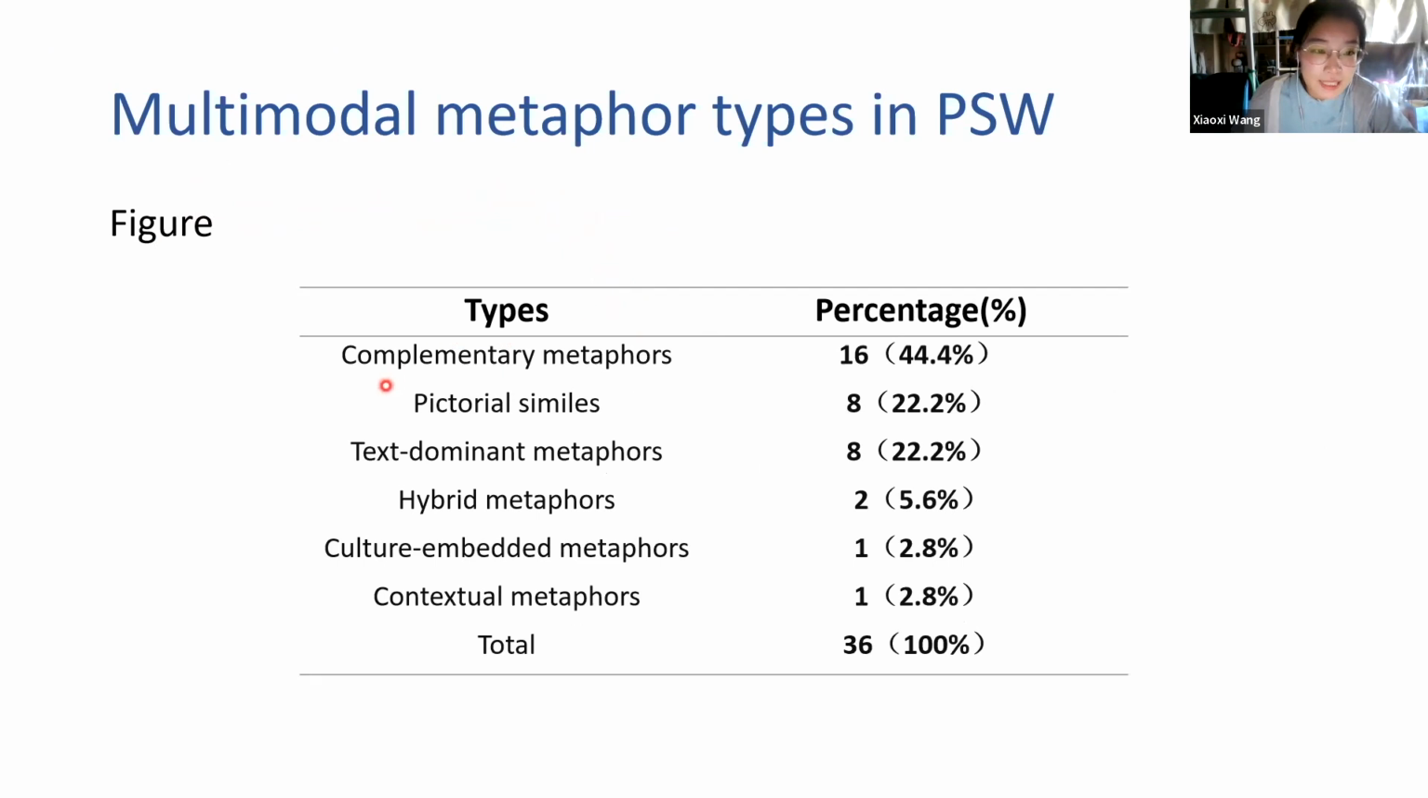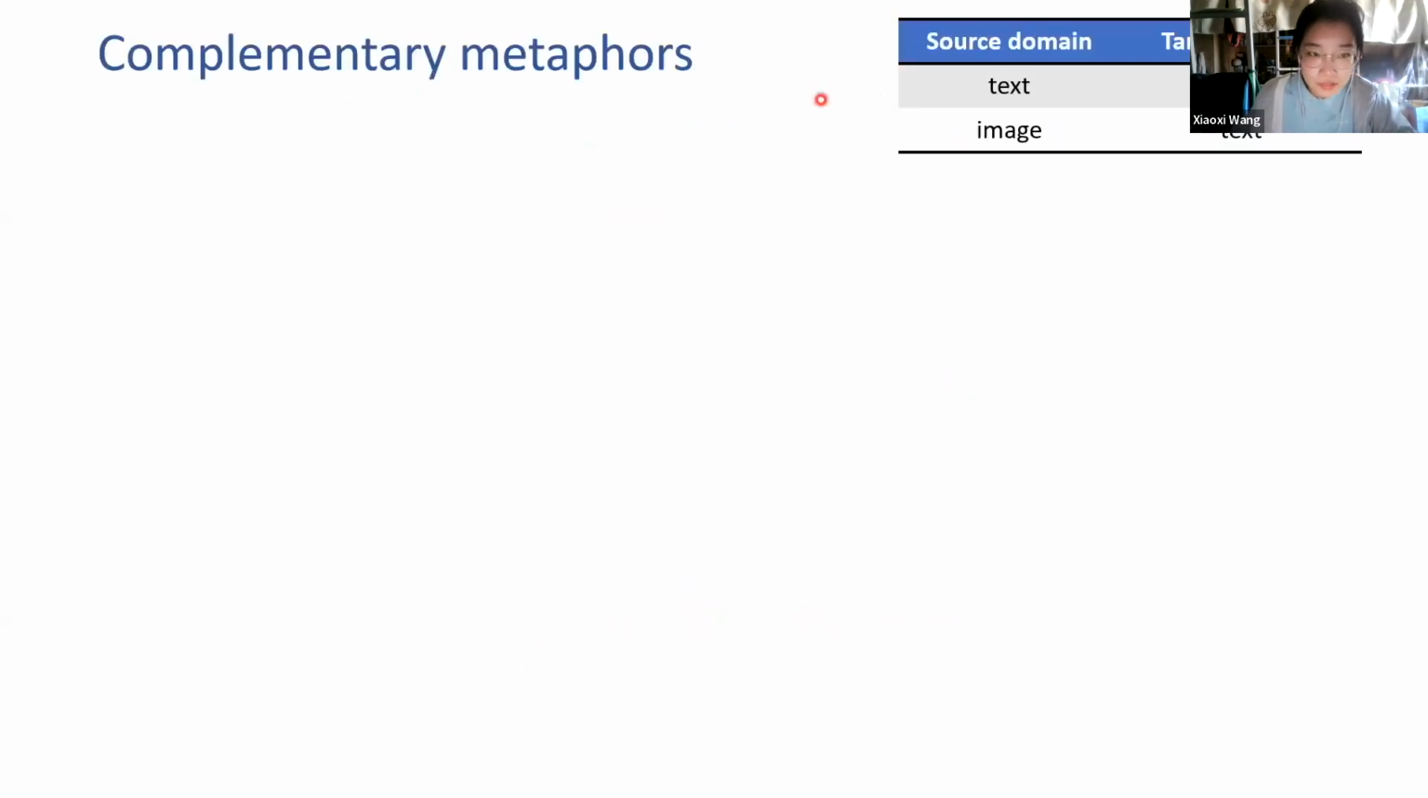And as we can see, the complementary metaphors account for the largest proportion, which is 44.4%. And the contextual metaphors account for the least, which is 2.8%. And the pictorial similes, text-dominant metaphors, hybrid metaphors, and culture-embedded metaphors are between the two of them. So in the following parts, I will illustrate them one by one. The first one is complementary metaphor.